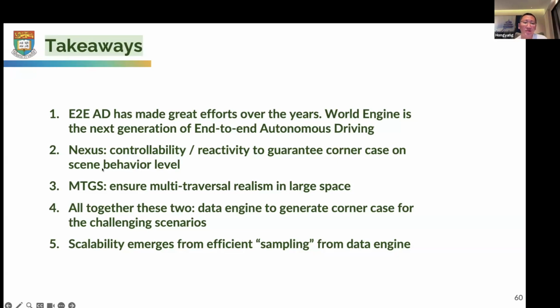We also propose MTGS, which is the data engine part that ensures multi-traversal realism in large spaces. Altogether, these two form the data engine to generate challenging cases, for example dangerous scenarios. The last takeaway is that scalability emerges from efficient sampling, for example the dense reward design in RL, to make it scalable from the data engine.